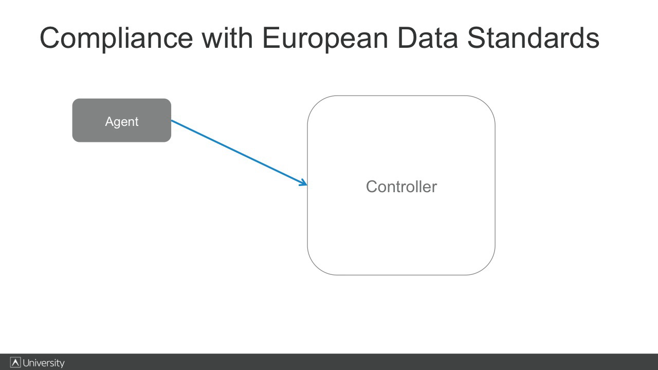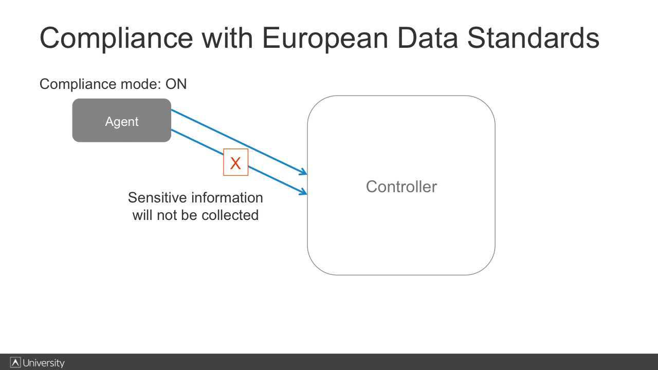Compliance with European data standards. Agents now comply with the European Data Protection Standards. What this means is you can set up your agents to prevent any collection of potentially sensitive data. You may be using SQL variable expansion via information points or data collectors, transaction snapshot information, payload information inside a business transaction. All these collections of potentially sensitive information can be turned off by flipping a single switch on the agents.